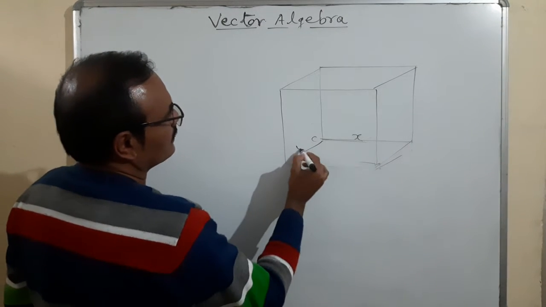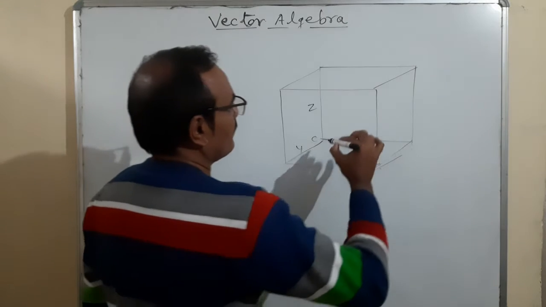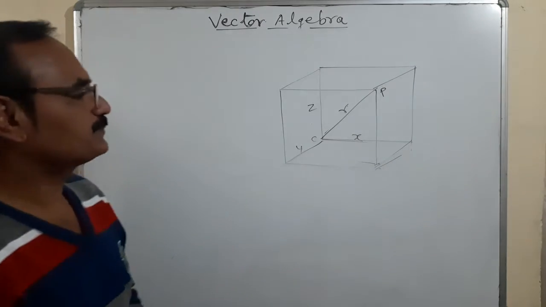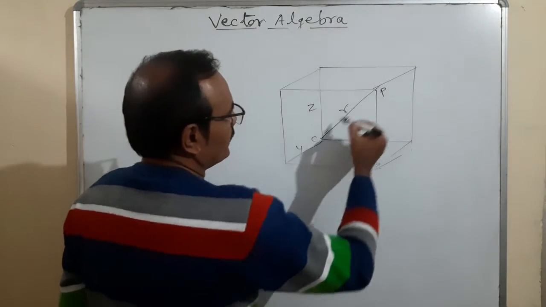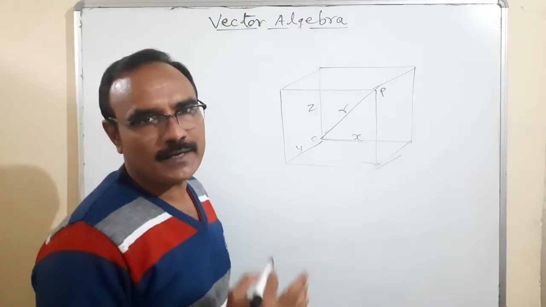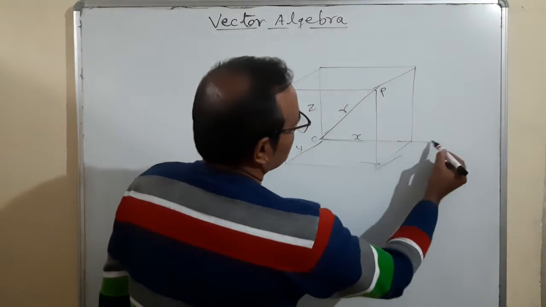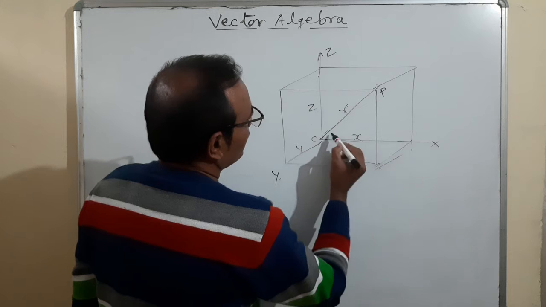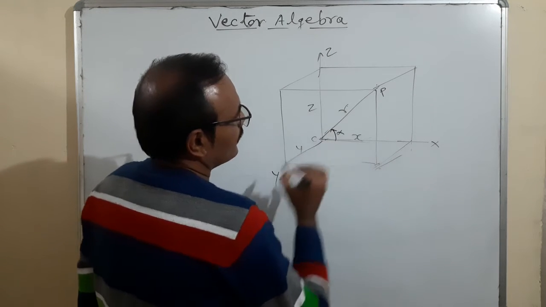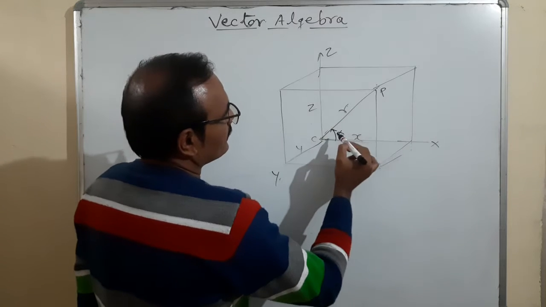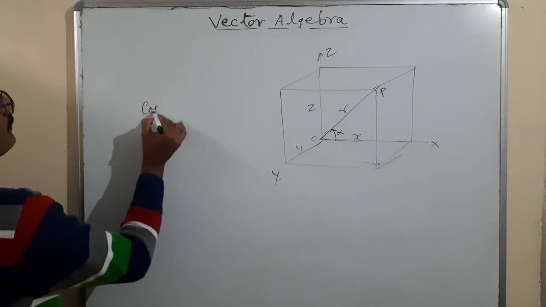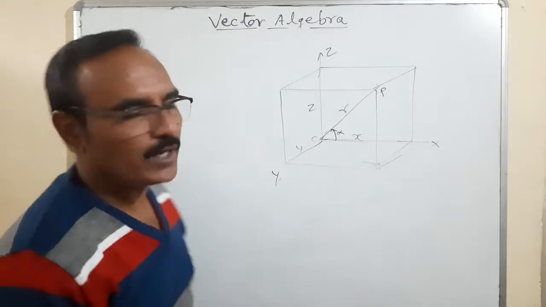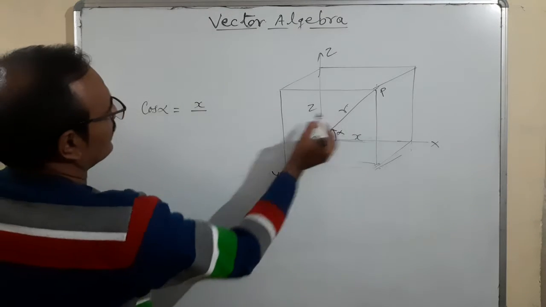X, Y, Z. This point P, suppose it is R. Distance from O to P is equal to r. If this line OP is making angles alpha, beta, and gamma along x-axis, y-axis, and z-axis, so this OP is making an angle alpha. In this triangle, cos alpha is equal to base upon hypotenuse. Base, that means its magnitude small x, and hypotenuse is r.